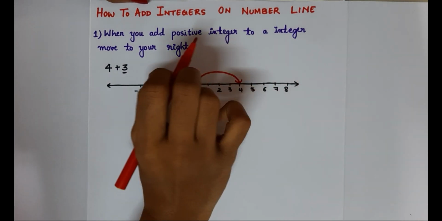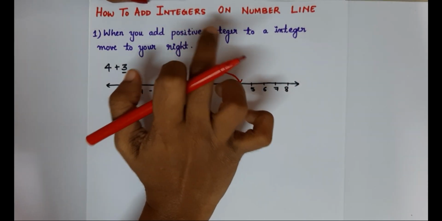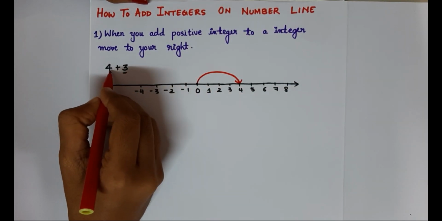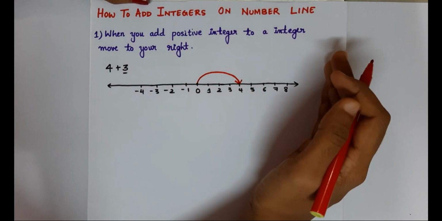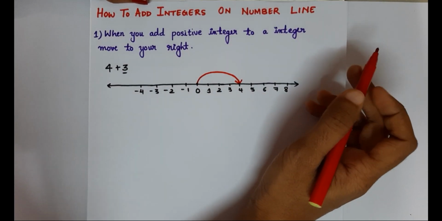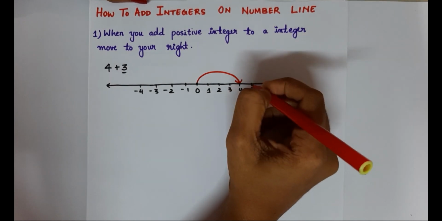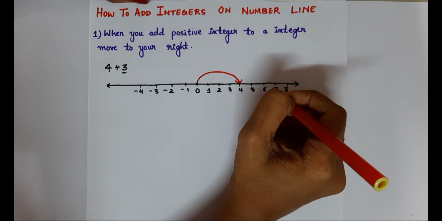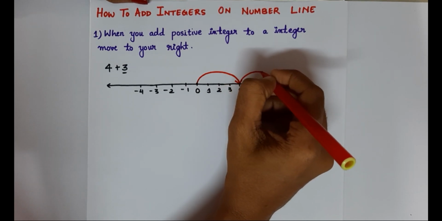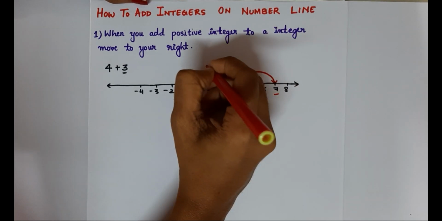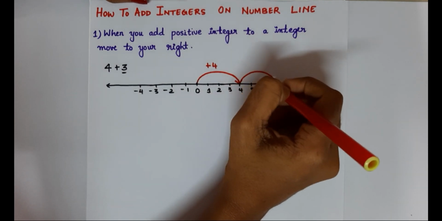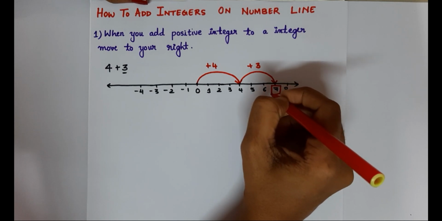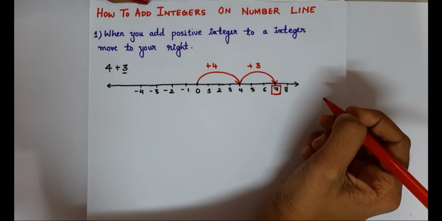So what does this say? It says that when you add a positive integer to an integer, move to your right. I'm adding a positive integer here, so I have to move to the right. How many times do I have to move to the right? It's given as 3. So from 4, move 3 times: 1, 2, 3. So it will go to 7. So 4 plus 3 would be 7. So what is the answer? Plus 7. This is how we add on a number line.